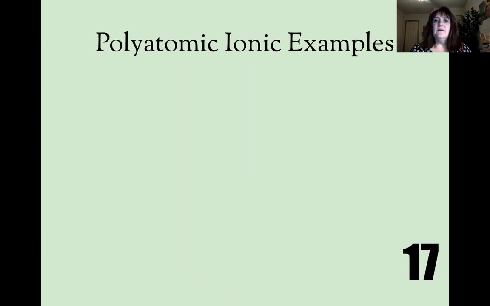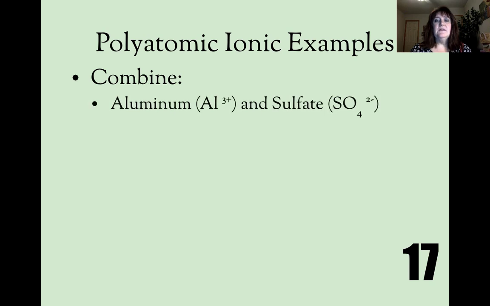These are some polyatomic examples. If I wanted to combine aluminum, which was Al3 positive, with sulfate, SO4 2 negative, remember that the 4 is part of the sulfate, so you have to keep it together. The oxidations would crisscross, and notice I've used parentheses, and this would be read Al2(SO4)3.